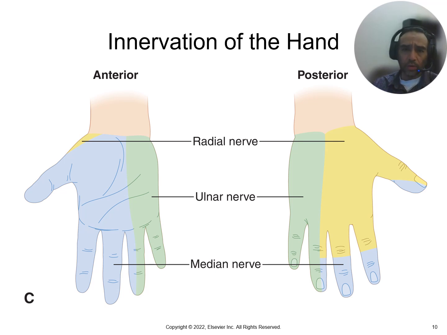The median nerve arises from both the lateral and medial cord. This supplies most of the anterior forearm muscles and some hand muscles, also the skin of the lateral palm and the fingers. And then the ulnar nerve, which arises from the medial cord, supplies some anterior forearm muscles and most intrinsic hand muscles, as well as the skin of the medial hand and the fingers.